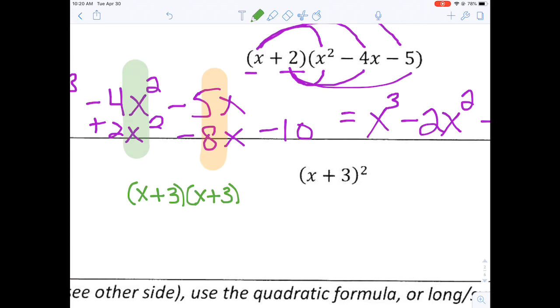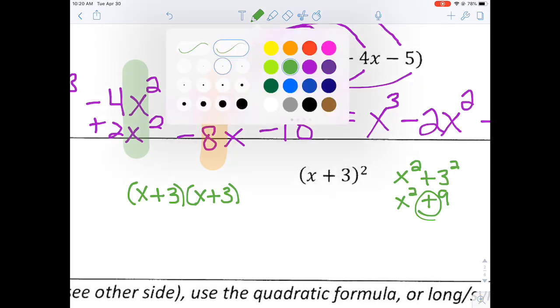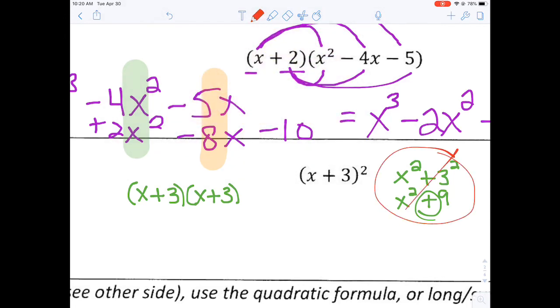If you do x squared plus 3 squared, or x squared plus 9, you're missing something in the middle, okay? You're missing a middle term. And so this would give you the wrong answer. Don't do that. That's the most common mistake I see with this, is that people say x squared plus 9. Even my kids in calculus do that, and it gets you the wrong answer every time. So make sure you write it twice, and then we're thinking about foiling it out.